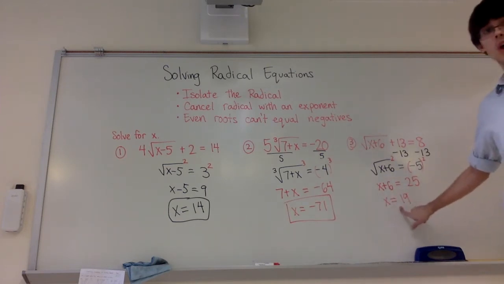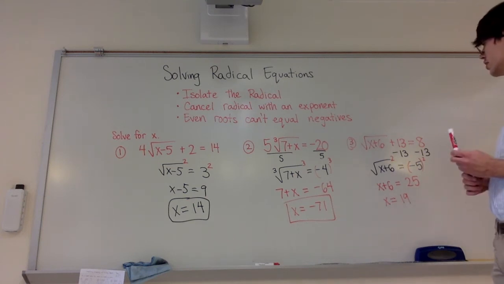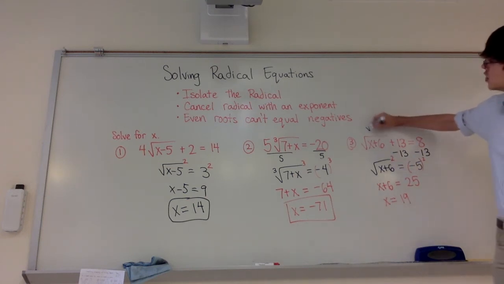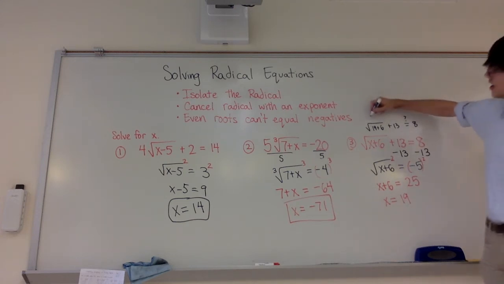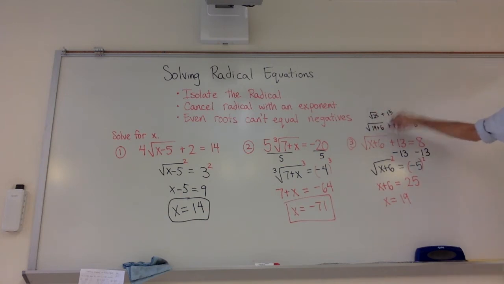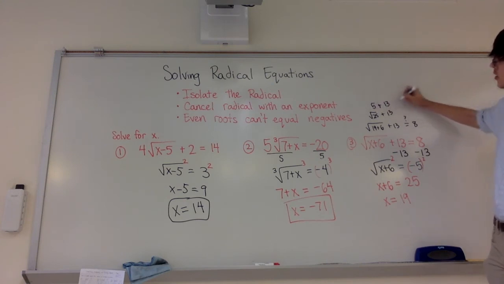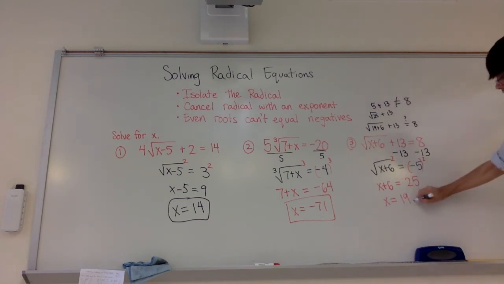This 19, though, does not actually work if we plug it back into the original equation. I'm going to show that right over here. We're going to have the square root of 19 plus 6, and then plus 13, and we want to see if that actually does equal 8. Well, this is the square root of 25 plus 13. That's 5 plus 13. 5 plus 13 does not equal 8. That does not work. This answer is kind of like a fake answer, and the vocab word for that is called an extraneous solution. It's an answer you get when you solve a problem that doesn't actually work when you plug it back in.